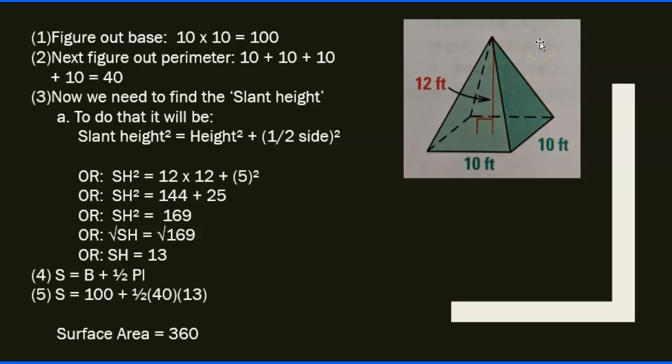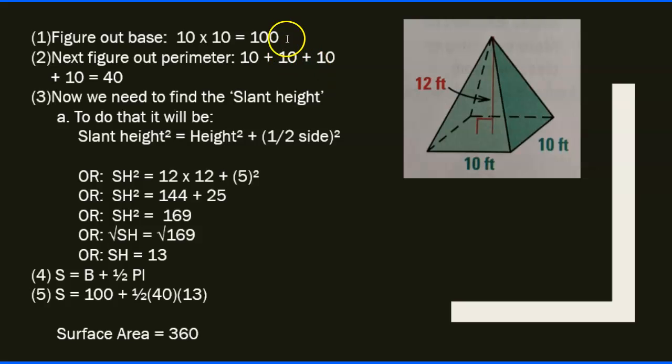So now I could label that if I wanted to. L equals 13. I go back to my original formula to find the surface area. Surface area is going to equal base plus 1/2 perimeter times L, which is the slant height.